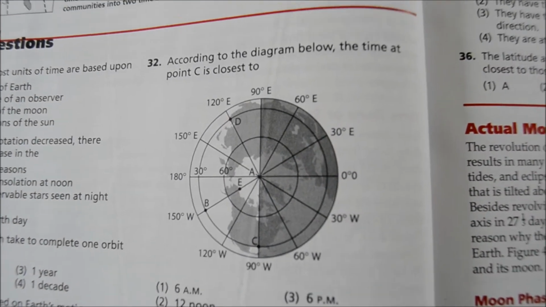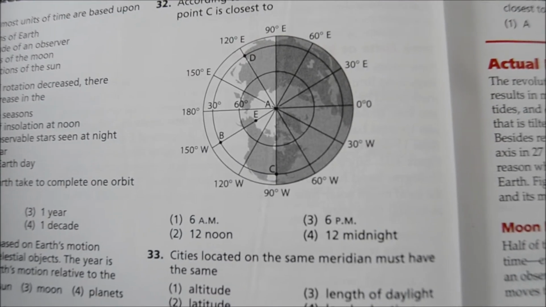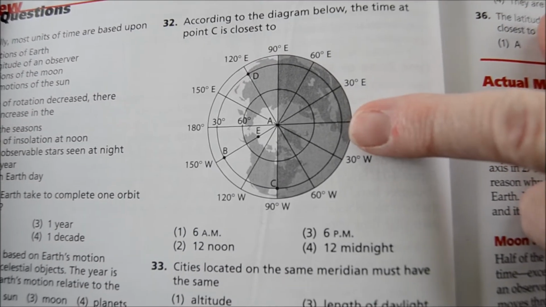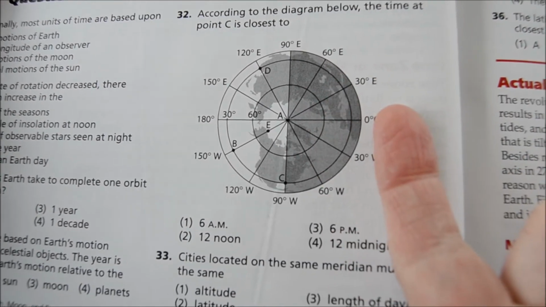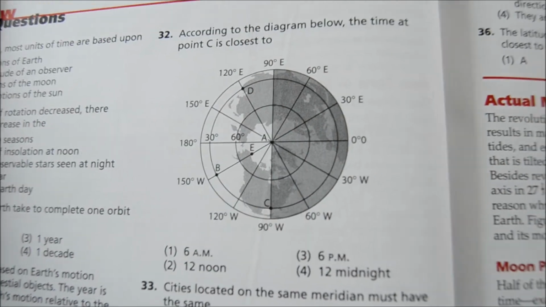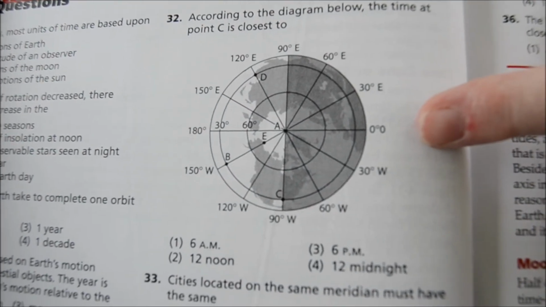32. According to the diagram below, the time at point C is closest to. Now I need you looking at this diagram. You'll notice that you have an aerial view over the North Pole. Notice half of the North Pole is dark, half is illuminated. So half and half, 12 hours daylight, 12 hours darkness, you know it's an equinox.